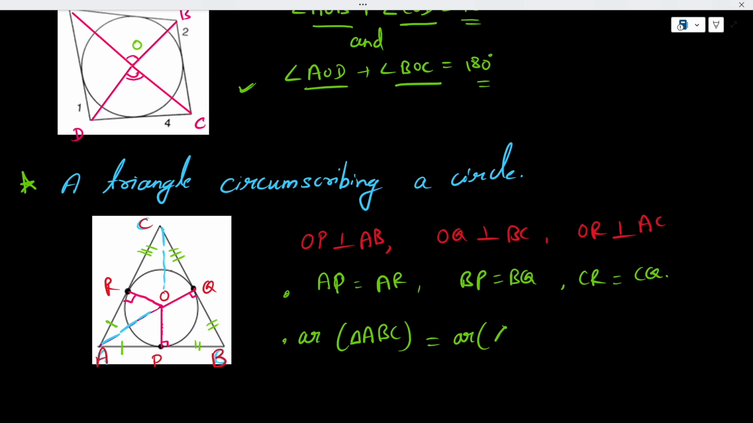Look here. If you join OA, OB and OC, there are three triangles. If I add this triangle's area, then this triangle's area, and then this one, I will reach the whole area of that triangle. So I can write it here: area of triangle AOB plus area of triangle BOC plus area of triangle AOC. Why will the area be equal? Because the occupied space is the same, and using this you can find the radius or some unknown.